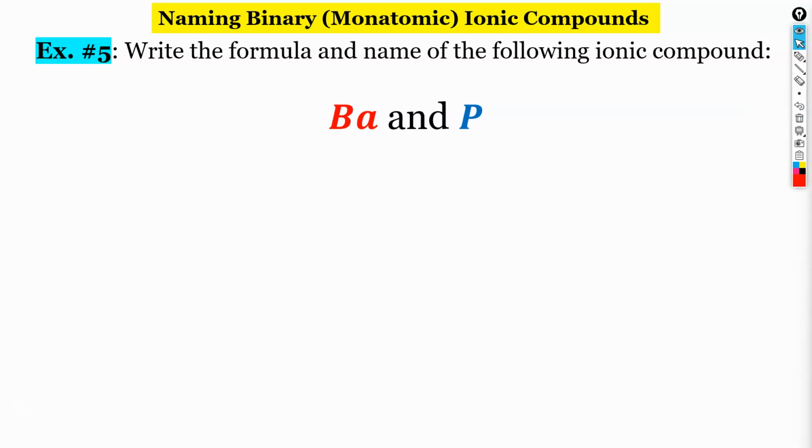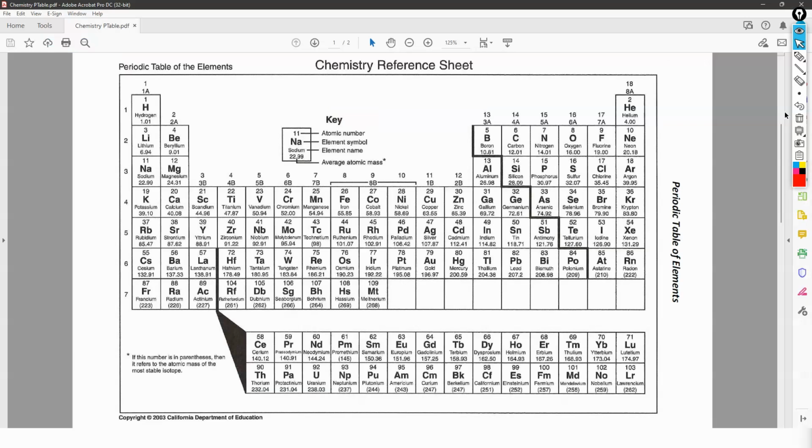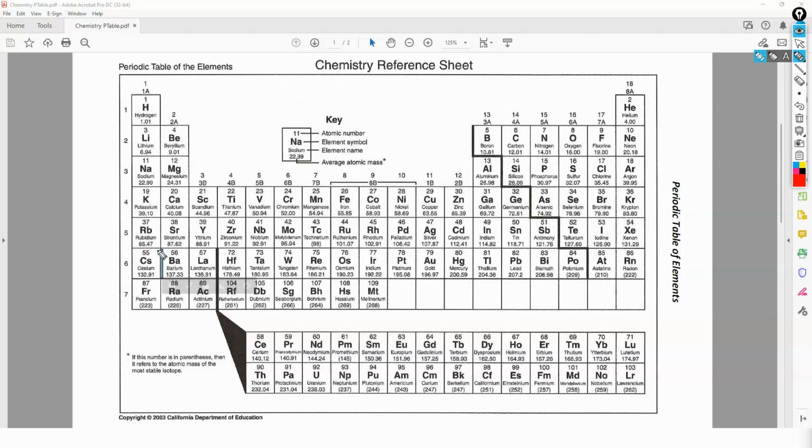So let's begin by looking at our periodic table. We have barium, which is located right here on our periodic table. There's barium. Barium is in group 2A, so barium will have a charge of +2. And then phosphorus. Phosphorus is right here. Phosphorus is in group 5A. It needs to gain 1, 2, 3 electrons. So phosphorus will have a charge of -3.